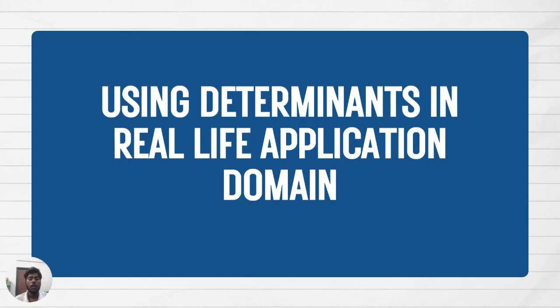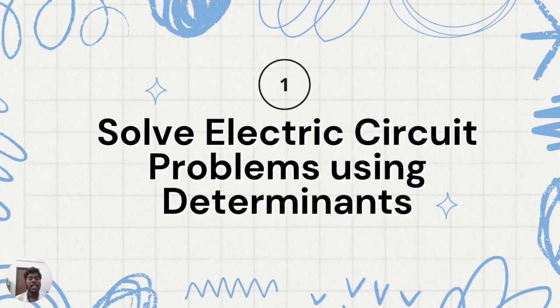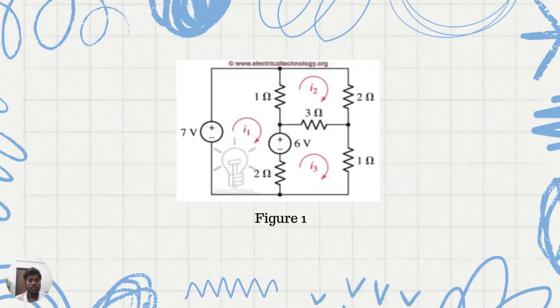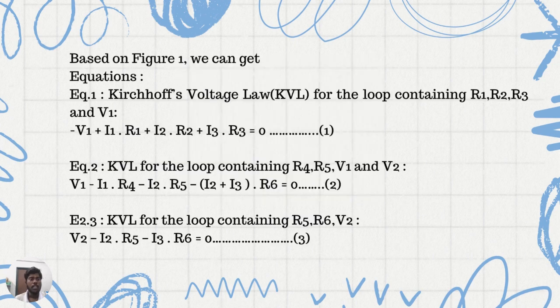Today I'm going to talk about using determinants in real life application domains. So first is solving electric circuit problems using determinants. This is the sample circuit that we can use determinants to solve. Okay, first based on Figure 1 we can get an equation from Kirchhoff's voltage law for the loop containing R1, R2, R3 and V1. So we can get the first equation.